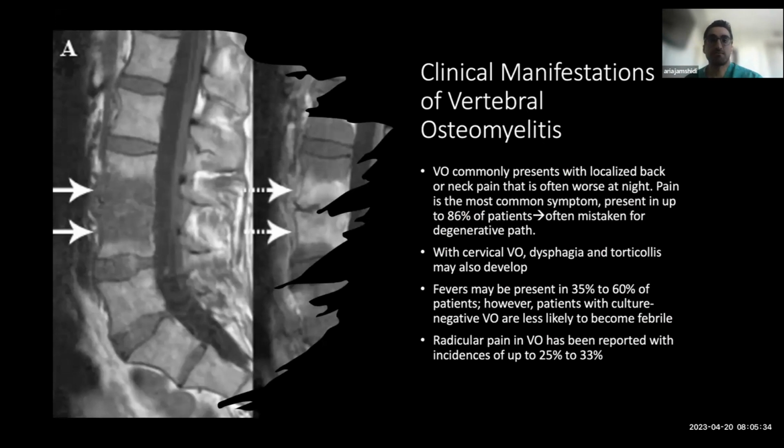So in terms of the manifestations of vertebral osteomyelitis, often, like Dr. Huesner mentioned in 1948, they can be vague symptoms. So it could be just back pain or neck pain, often worse at night, that can be confused for a degenerative pathology. Pain is definitely the most common symptom, presenting in up to 86% of patients. Patients with cervical vertebral osteomyelitis can also present with dysphagia or torticollis, and fevers may be present in up to 35 to 60% of patients as well.